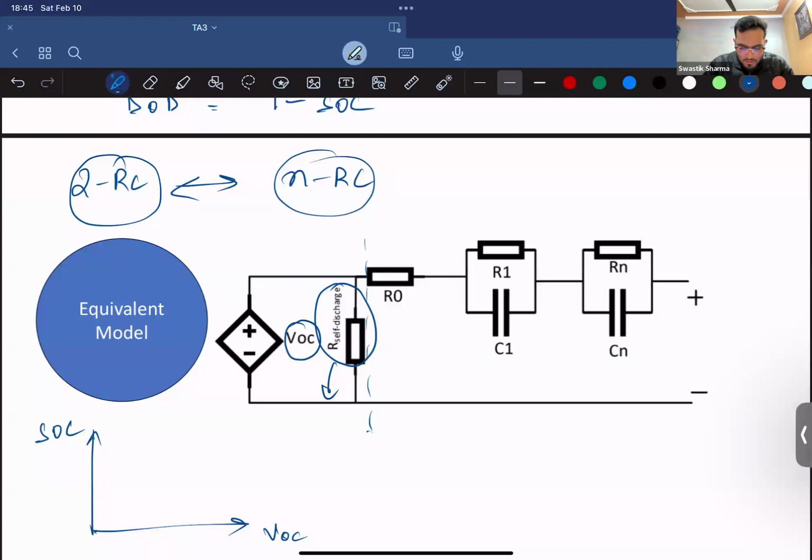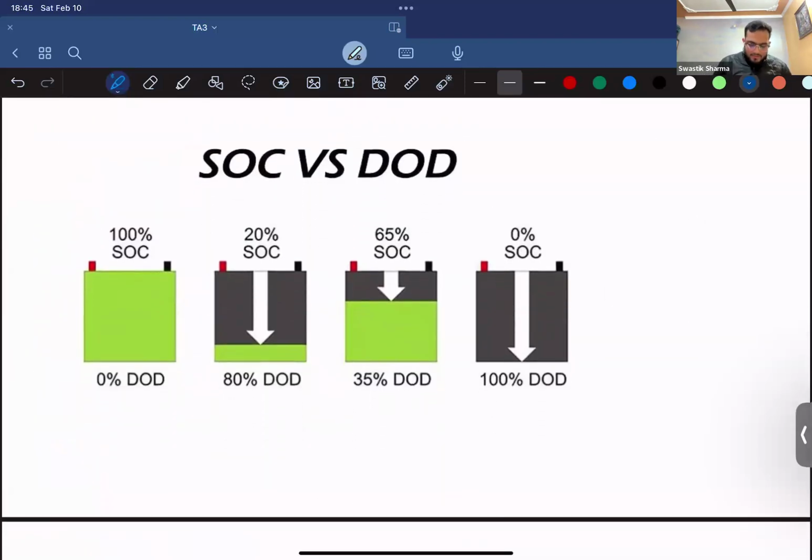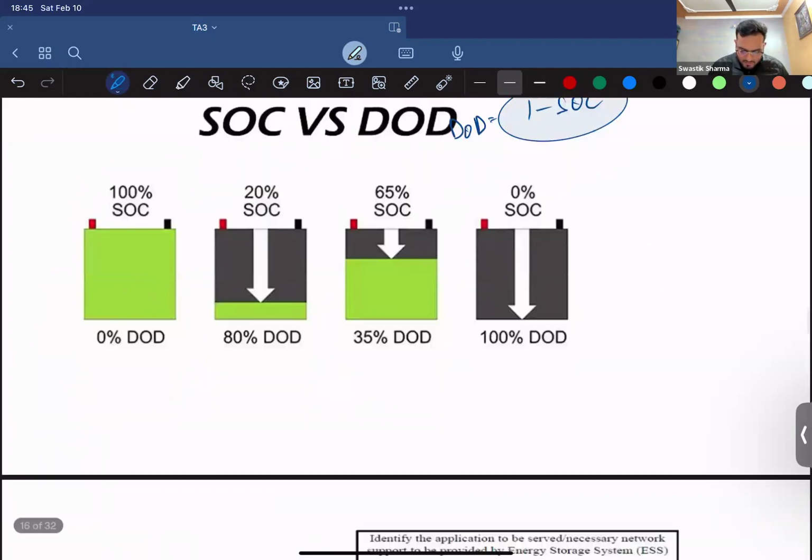So SOC versus DOD is nothing but, as I said, 1 minus SOC. The amount of discharge that your battery goes through is how your DOD is classified, which is 1 minus SOC. So this small picture will give you that.